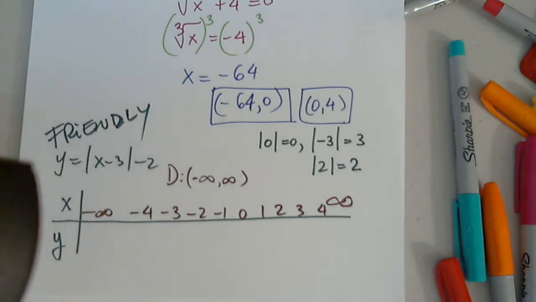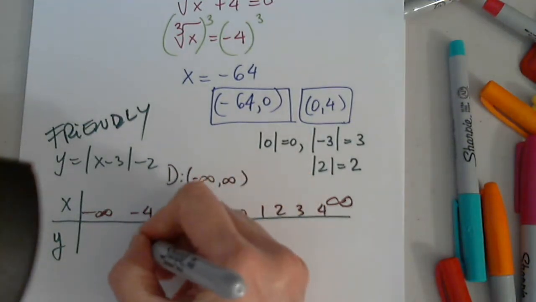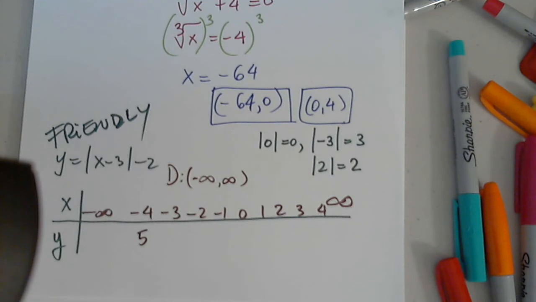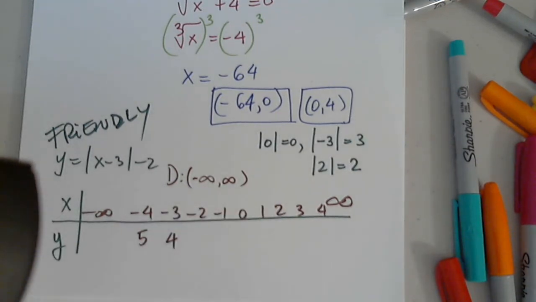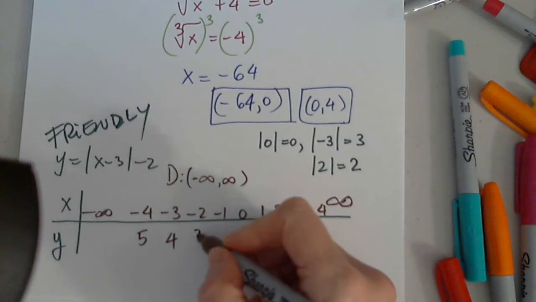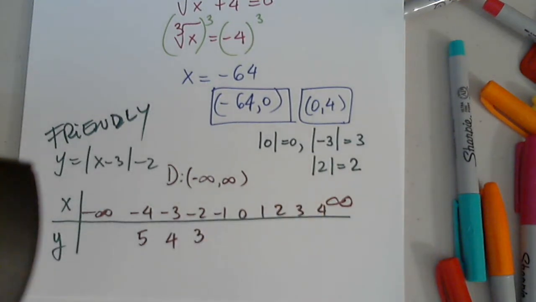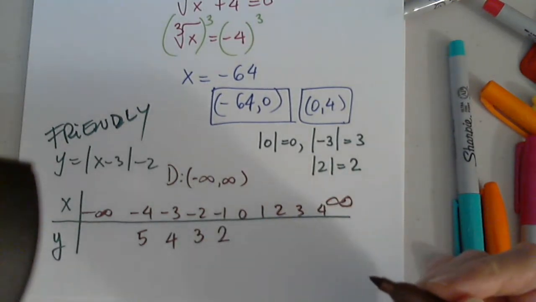5. Okay, -4 minus 3 is -7. -7 minus 2 is indeed 5. Awesome. With -3, 4. Yes. With -2, 3. Very good. With -1, 2. Good. With 0?